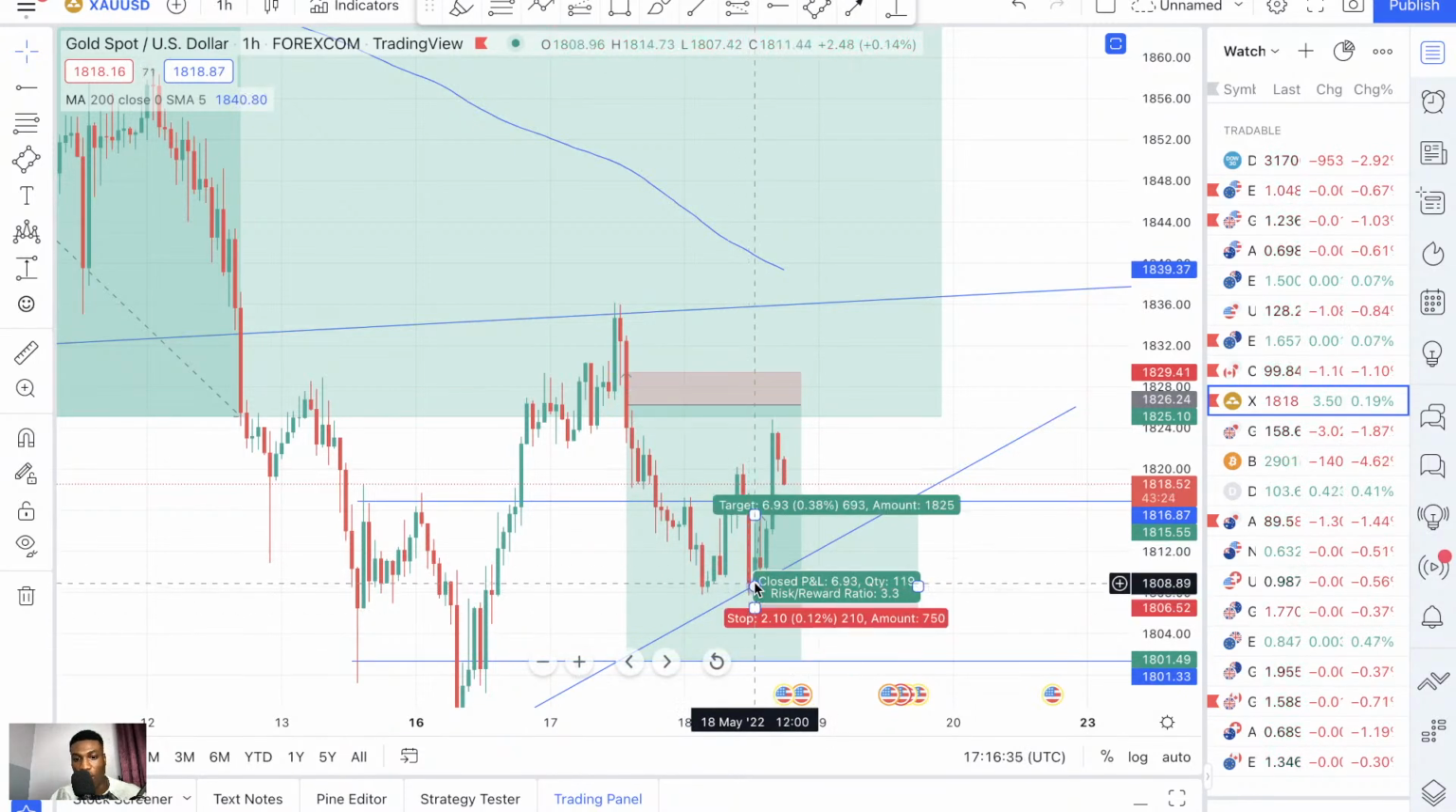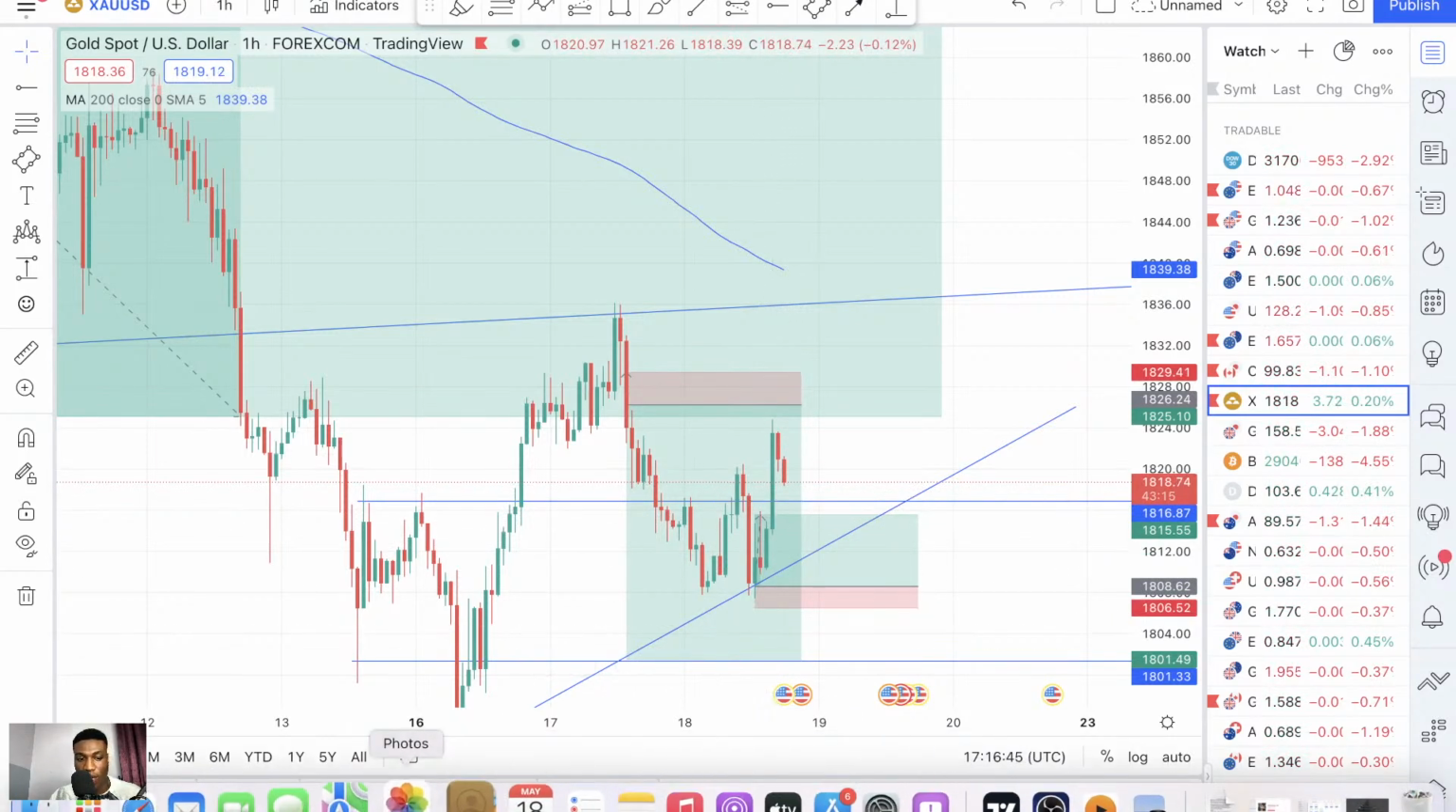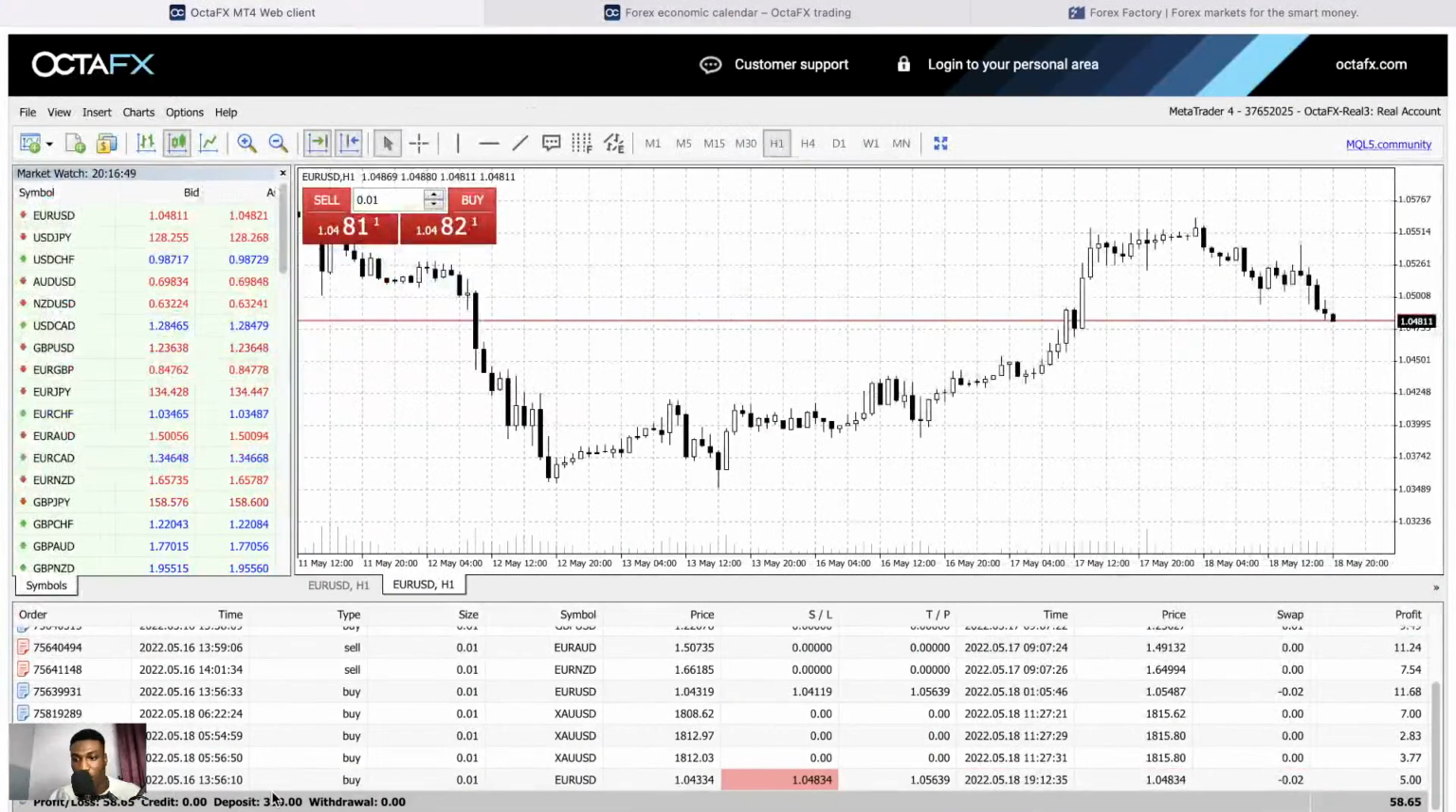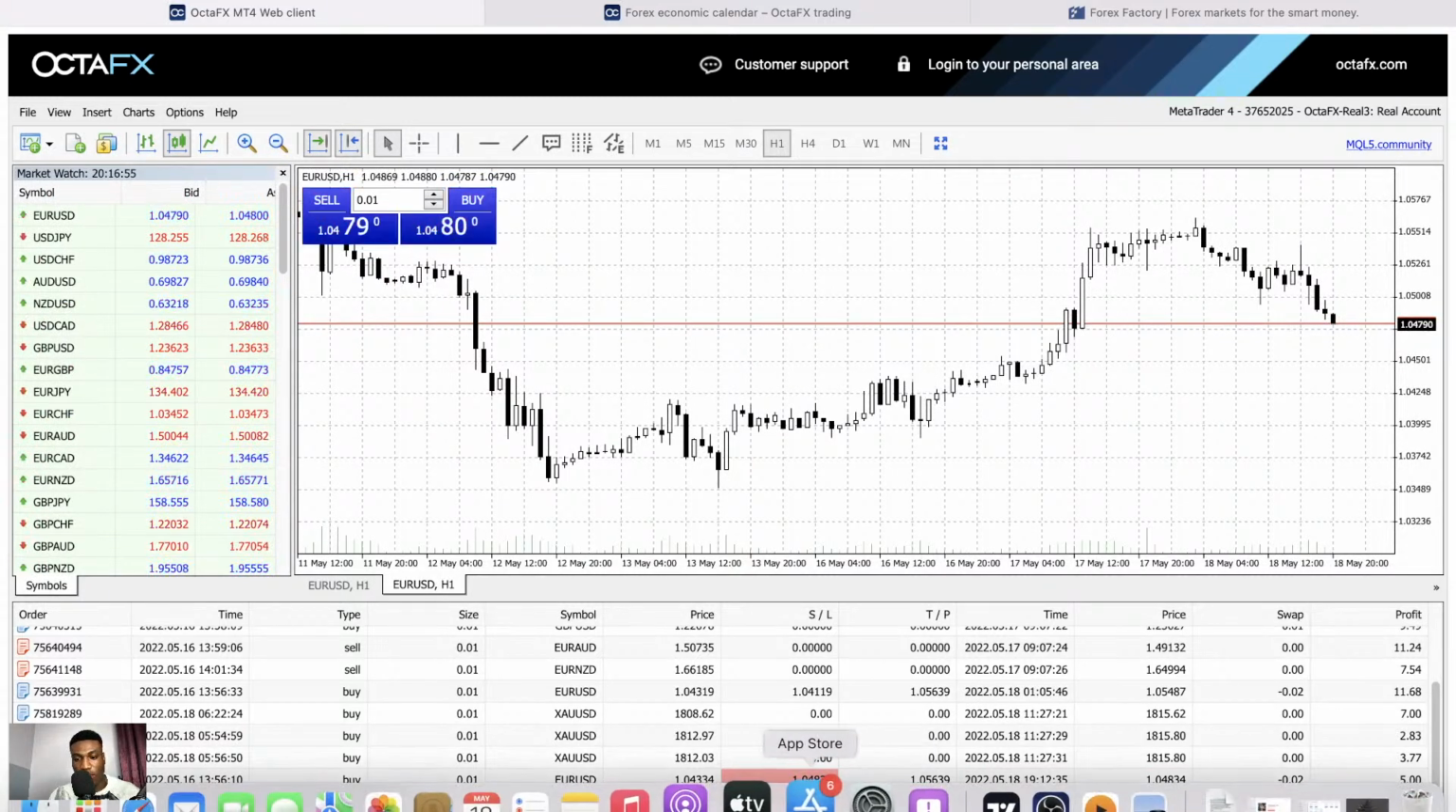So we joined in the pullback for a 1 to 3 risk to reward ratio, and that's how we were in about 70 pips profit on gold. So this is just an analysis of the trades that were placed from the last week's live trading session.